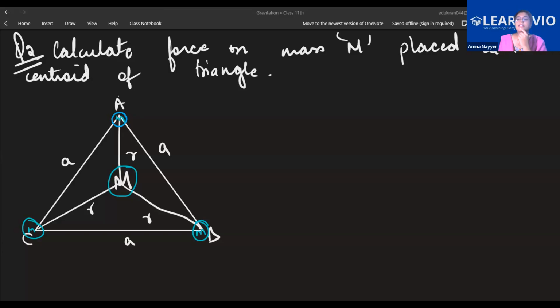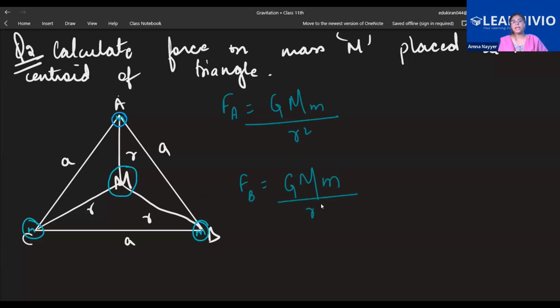Calculate the force on mass M placed at the centroid of the triangle. Yesterday we studied the gravitational force. First, FA is G, capital M, small m, and the separation is R squared. For force B, the gravitational constant is G, the first mass placed at the centroid of the triangle is capital M, and the other mass is small m, divided by R squared. And FC is capital G, capital M, small m by R squared.